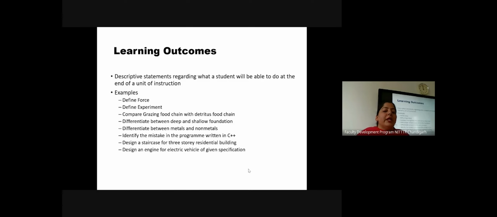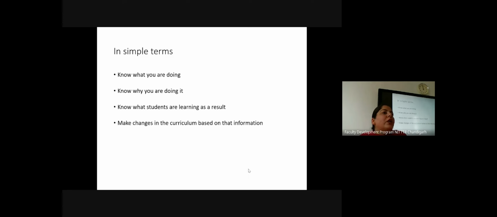Design an engine for an electrical vehicle of a given specification. So we are giving concrete things to the student about what they need to do after the completion of this particular unit. In many of the papers, they write, write a short note. Short note means what? So learning outcomes will define your question items. What kind of question item you need to give for that subject. So that will become the base for your assessment and evaluation.